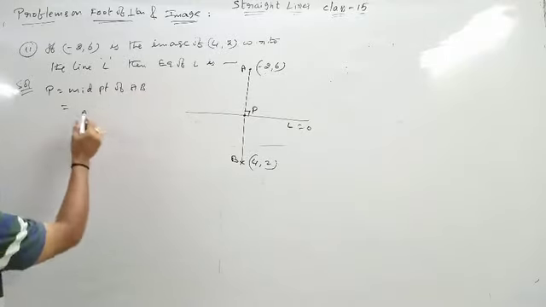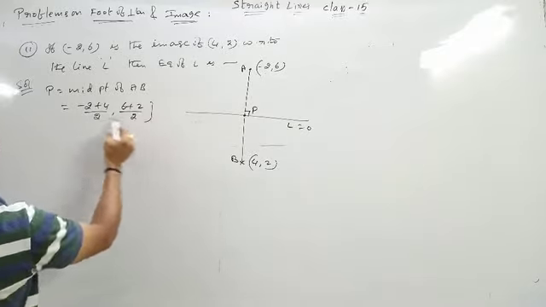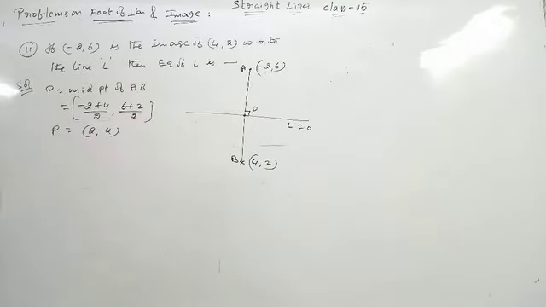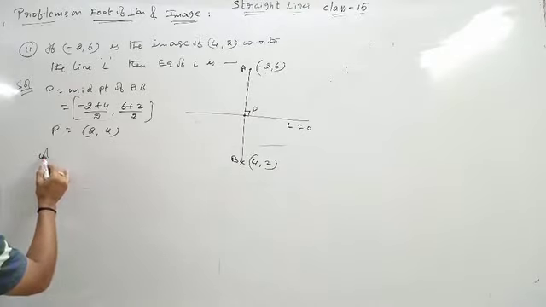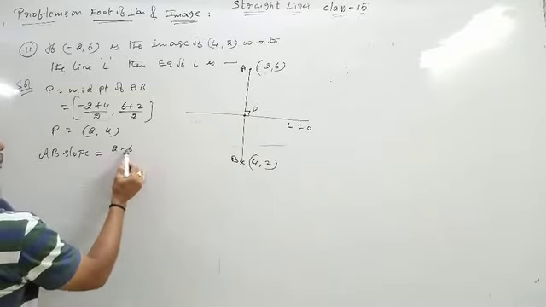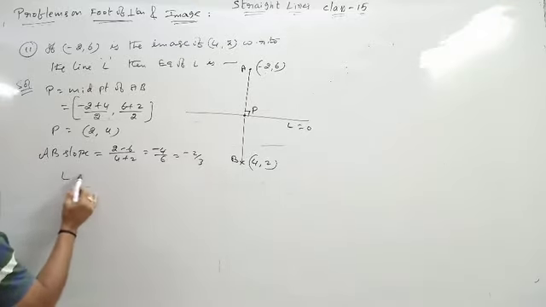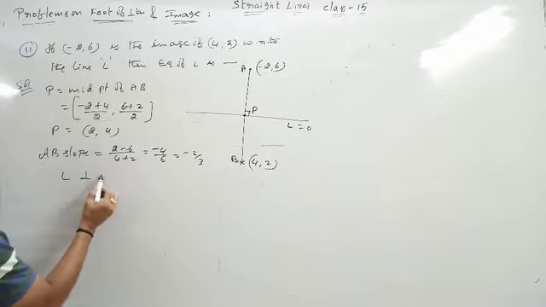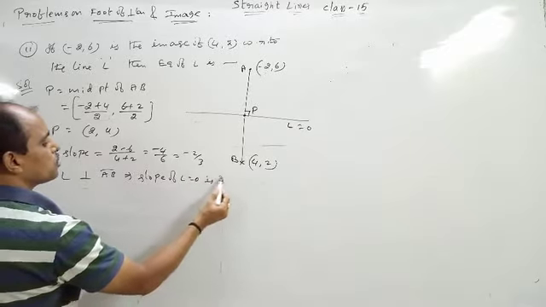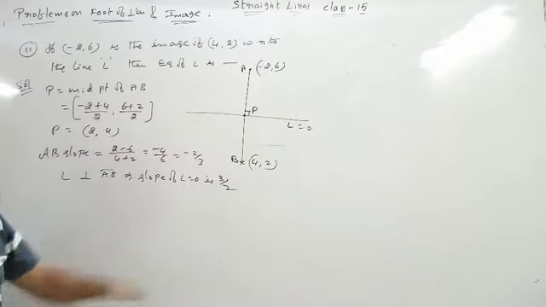What about the midpoint? Minus 2 plus 4 by 2, 6 plus 2 by 2. That is 2 comma 4. That is P. So we have the point P. Now the slope of AB: 2 minus 6 by 4 plus 2, that is minus 4 by 6, minus 2 by 3. Since L is perpendicular to AB, the slope of L is 3 by 2.